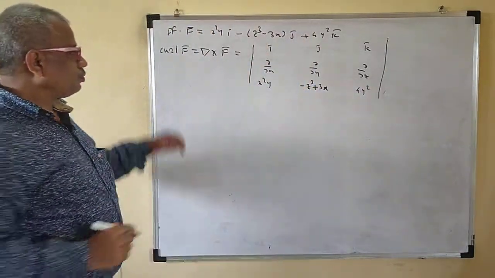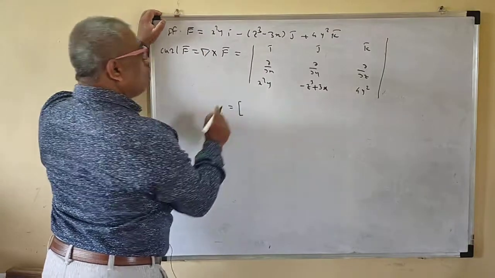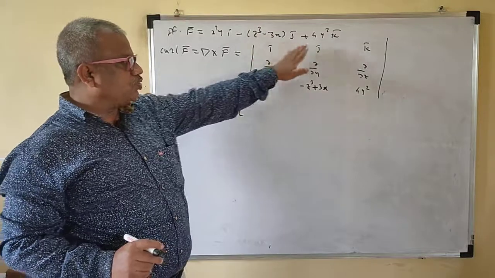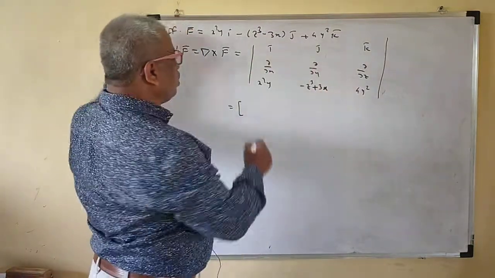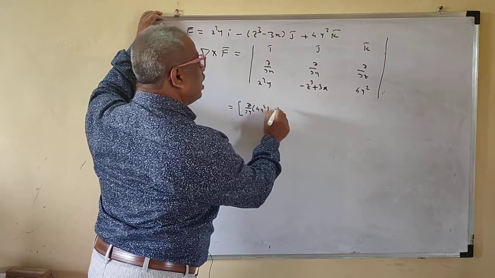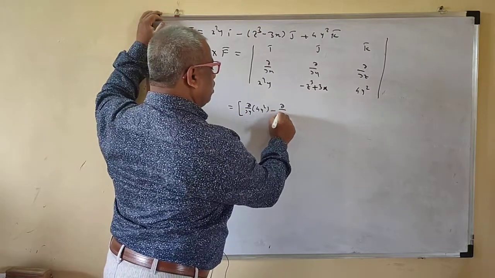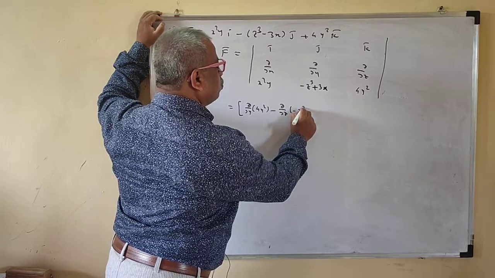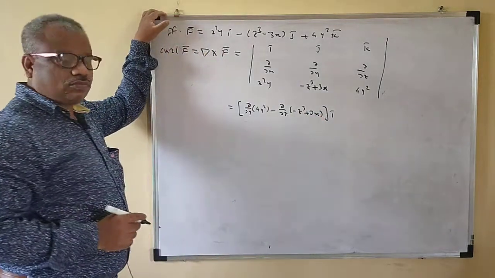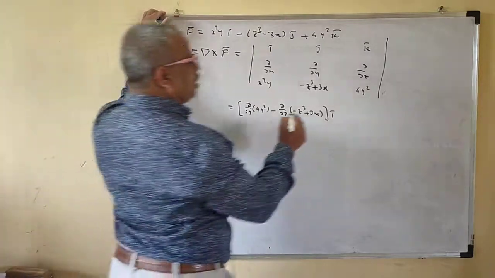Okay, now I want to take the component of the i bar. You have to drop the first row and first column. So that is ∂/∂y of 4y² minus, I'll write the first problem by your usual rule, ∂/∂z of the other entry. This is the i bar, the first component.